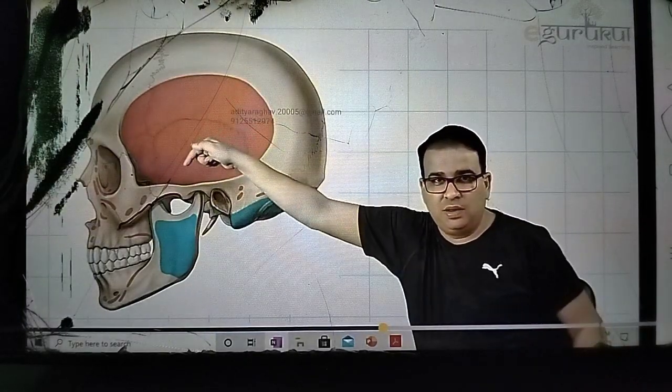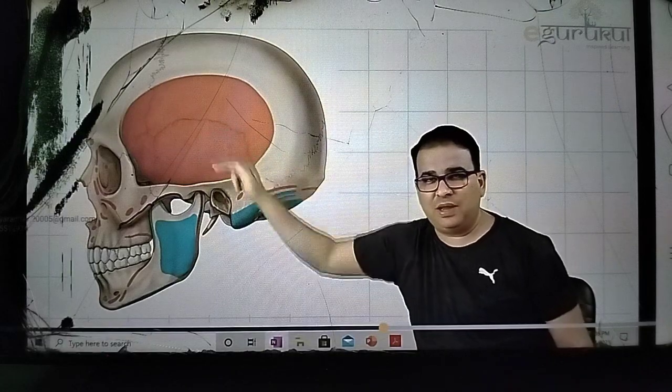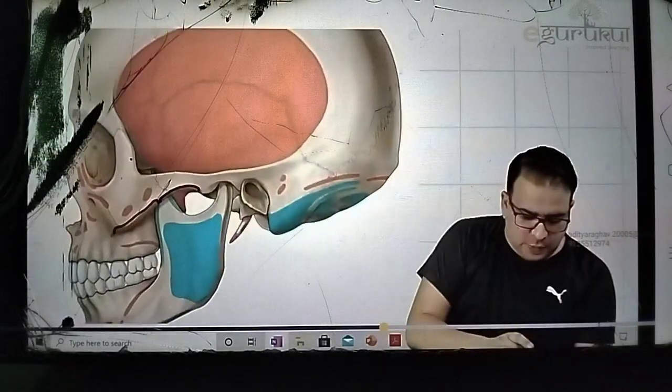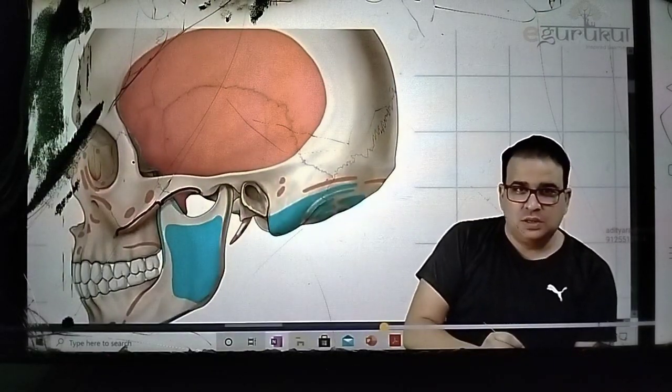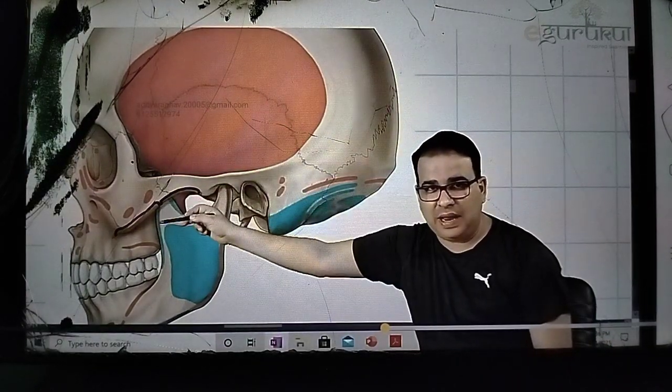The muscle is going downward, deep to what? Zygomatic arch. It will go medial to the zygomatic arch, or you can say deep to the zygomatic arch, and will insert where? It will insert to the tip of the coronoid process, to the medial surface of the coronoid process, and to the anterior border of the ramus of the mandible.